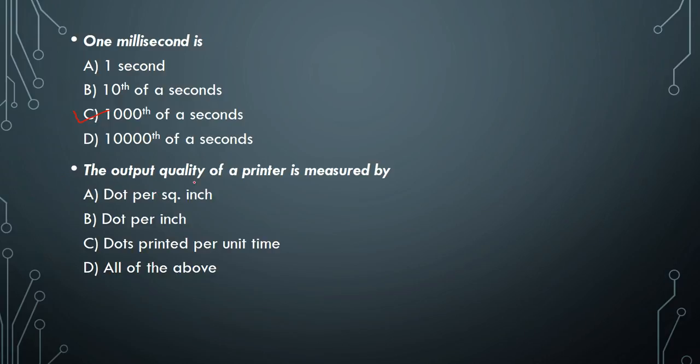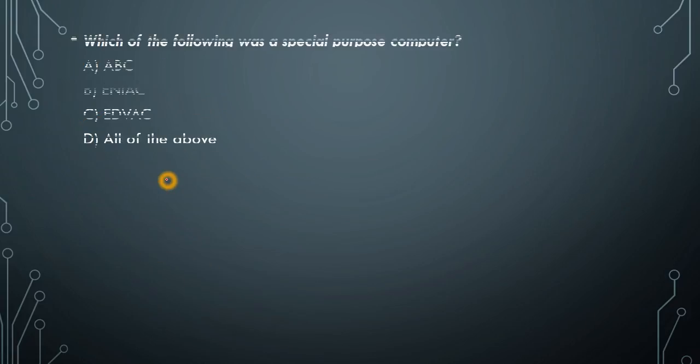And look, I was telling you all about the printer. So the output quality of a printer is measured by, like here you can simply select dots per square inch, dots per inch, dots per unit time, and we could simply select all of the above as the answer, since all have dots and per unit. But you can simply see from here that square inch is given here, and inch is also given here, so only one of the two can be right. So the answer is dots per square inch.